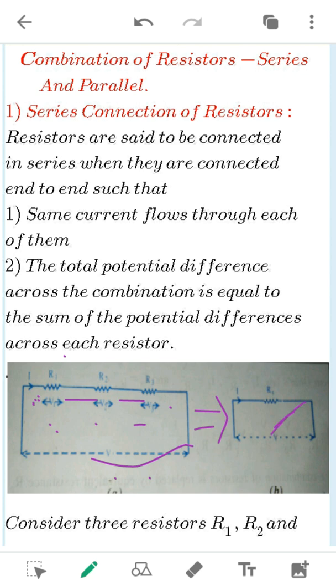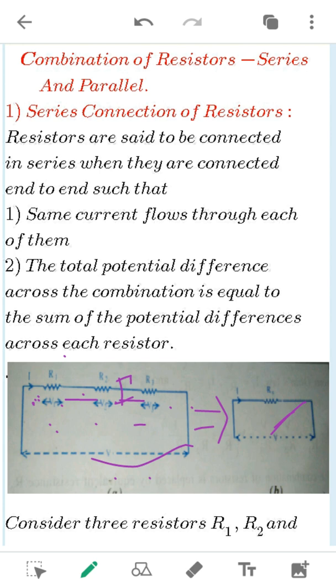So let us see. Resistors are said to be connected in series when they are connected end to end such that the same current flows through each of them. If the current I is flowing through R1, I will also be flowing through R2, and the same current is flowing through R3. Then the total potential difference across the combination is equal to the sum of the potential differences across each resistor.